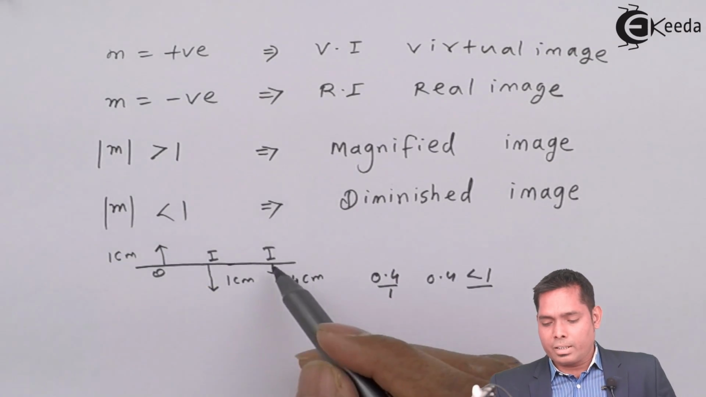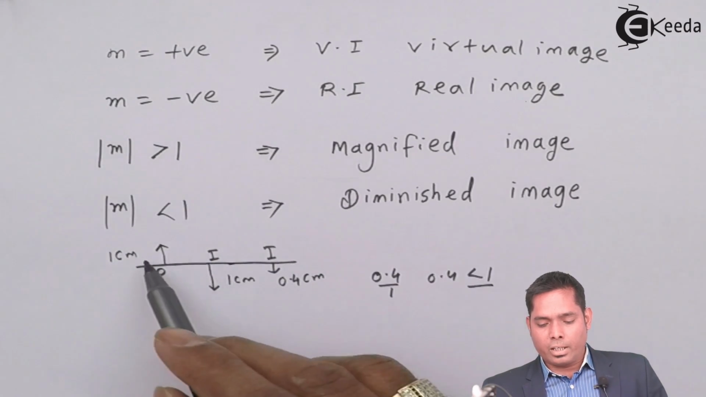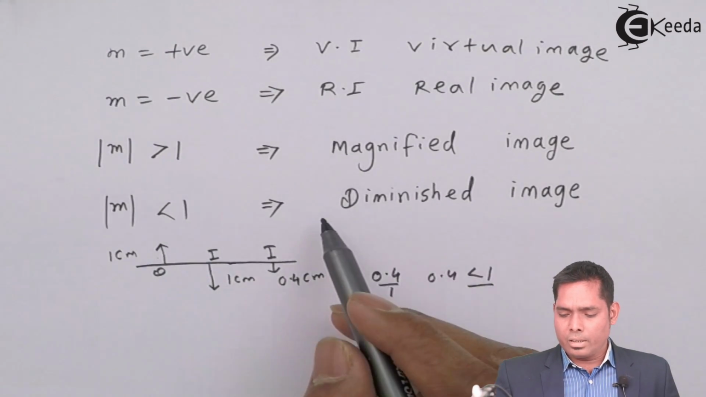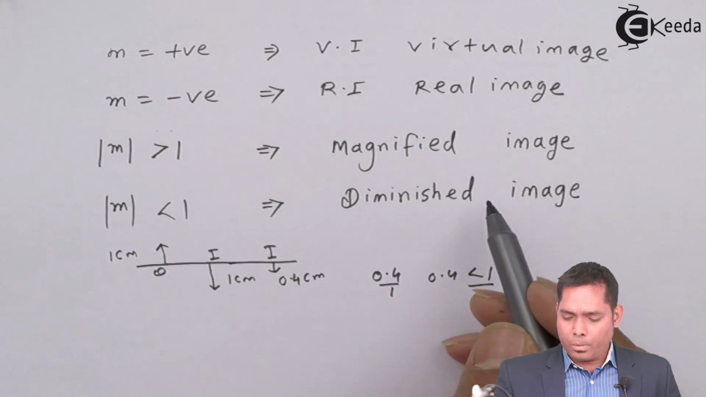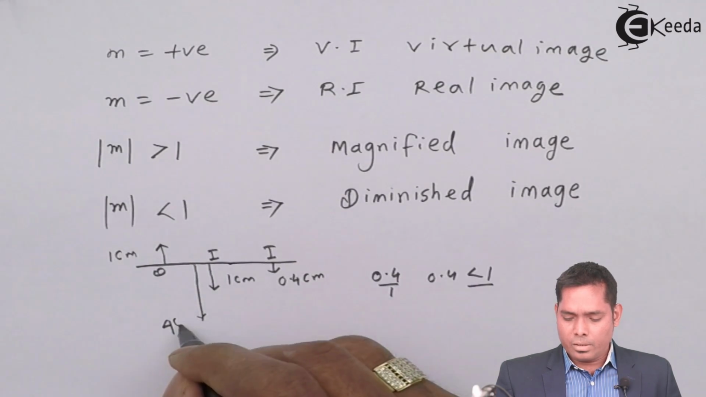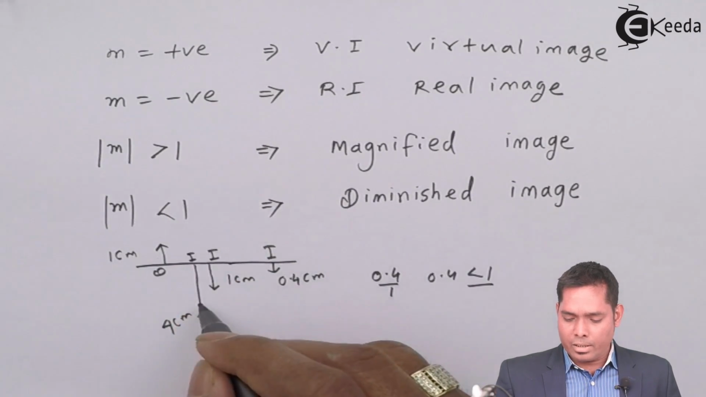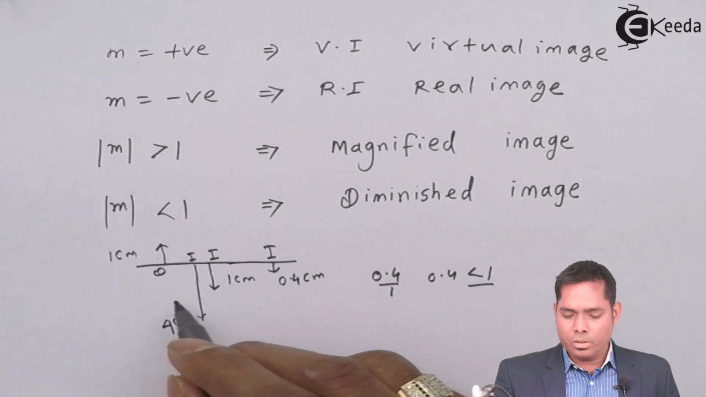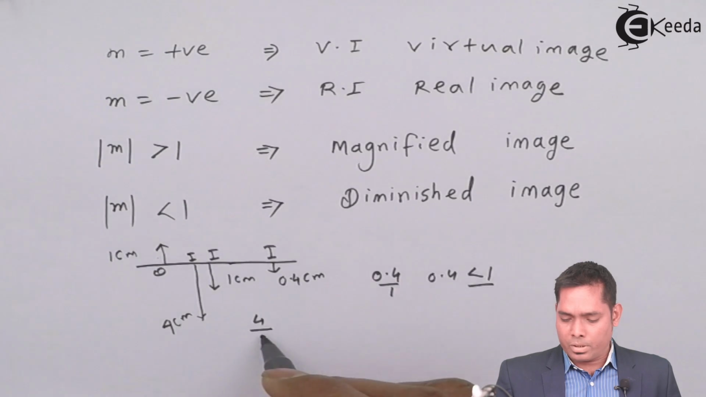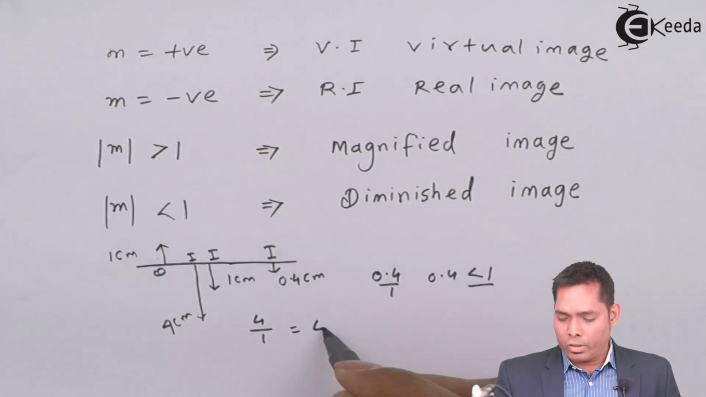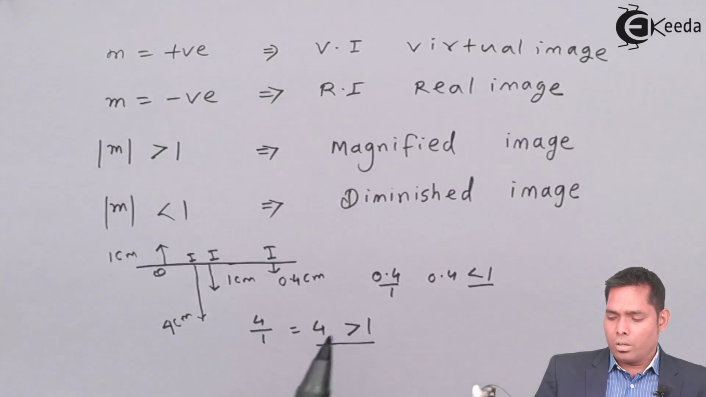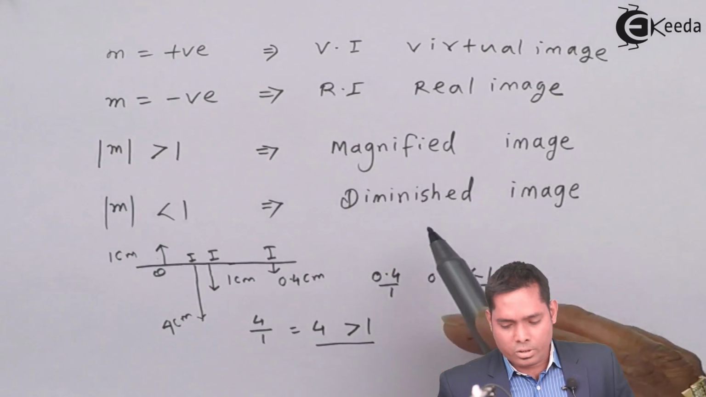So if I'm not getting an output which is larger than this, then obviously that is diminished. So that is a diminished image. Suppose that I'm getting an image of 4 centimeter, then I'll say that this is 4 times this. So here the image size upon object size is 4, obviously, which is greater than 1. So this is how we think of this.